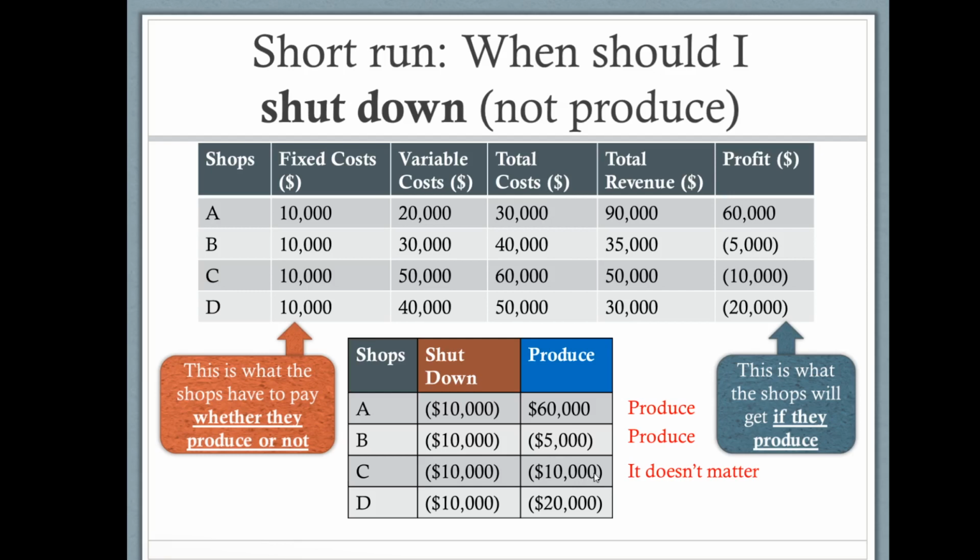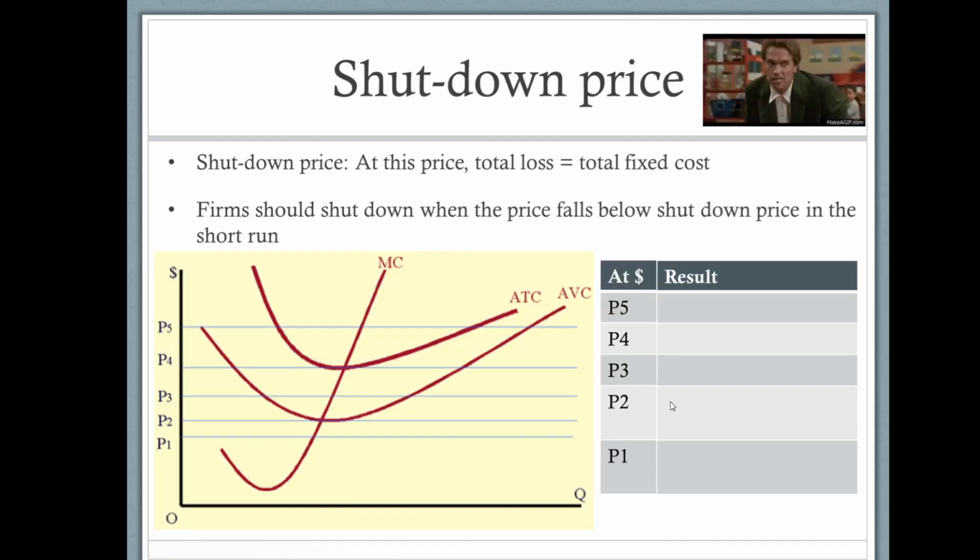But if you try to produce and the loss is bigger than the shutdown loss, which is the fixed cost, then you should not produce anymore. You should shut down the company. With that being said, when the price falls below the shutdown price in the short run, you should not produce anymore. So very quickly.